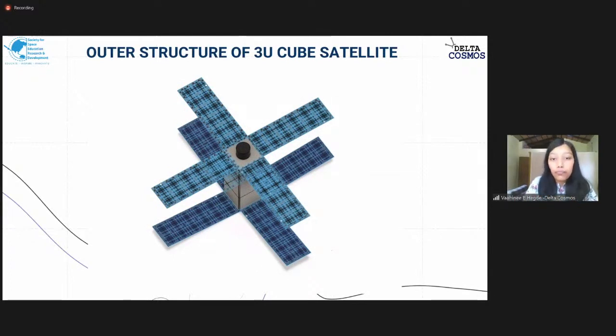And the cuboid you're seeing will be the outer protection for the inner components, and it would be made of aluminum 7075 or 6061-T6 alloy, and our optical payload will be protruding out. So this is about the design of our satellite.